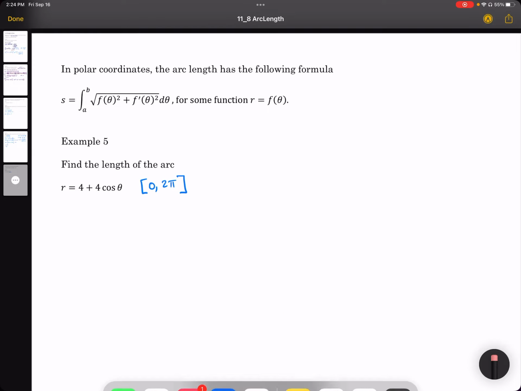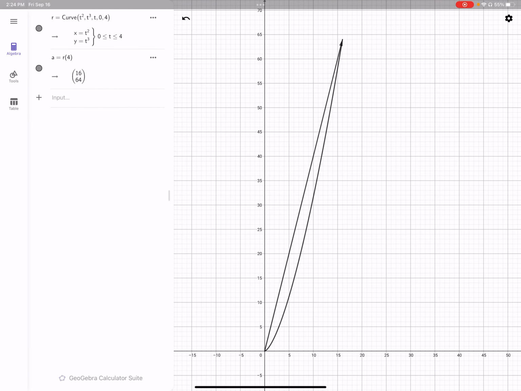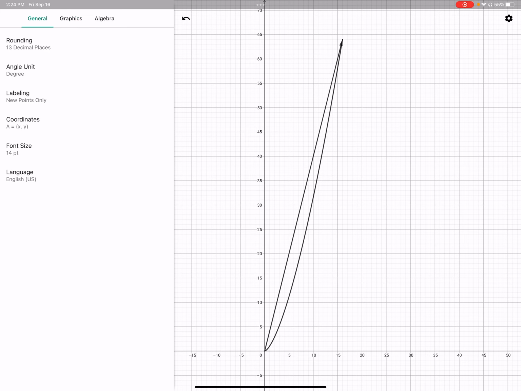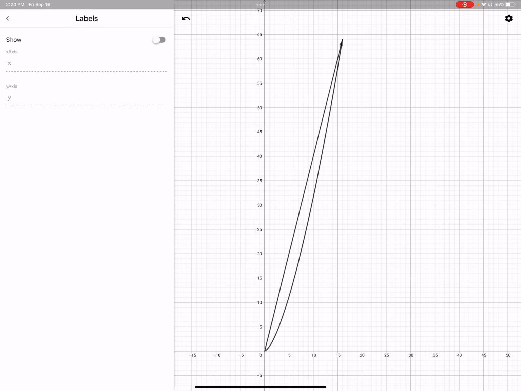So let's hop back. It's 4 plus 4 cosine theta. So first, let's put this in polar coordinates. Nope, what do I want to do? How do I want to do this? I saw it earlier. Nope. Where is it?